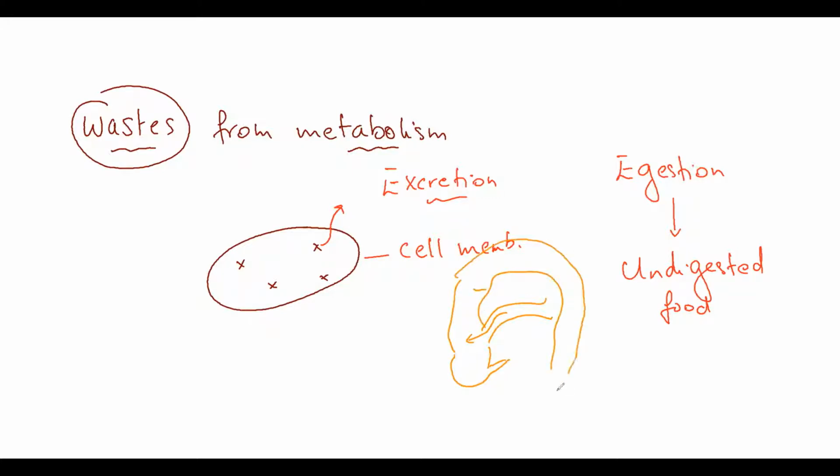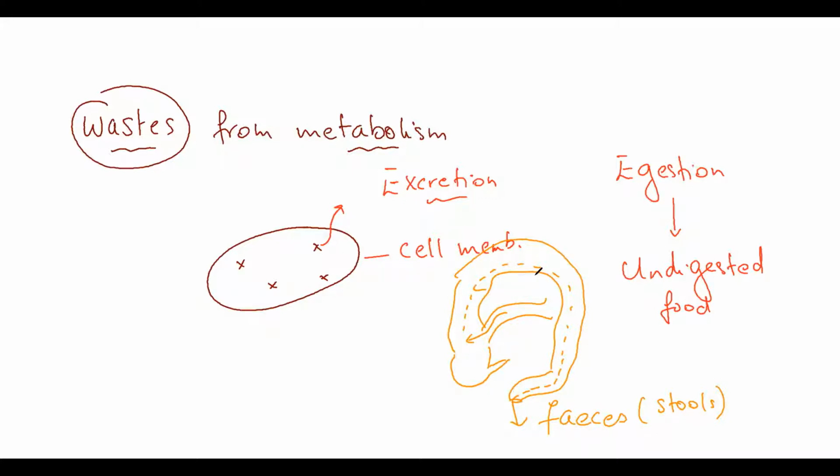This is the large intestine, rectum, and anus. So the undigested food is going to pass like this through the large intestine, and it gets out of the anus as feces. And of course, there is another word for feces, which is stools. Egestion is not an excretion. Do you know why? From what I just said, why is egestion not excretion?